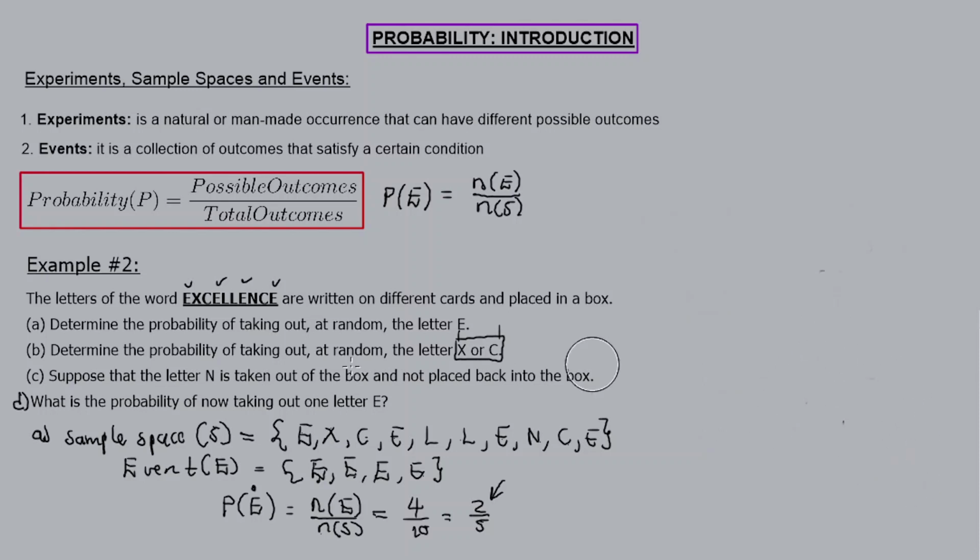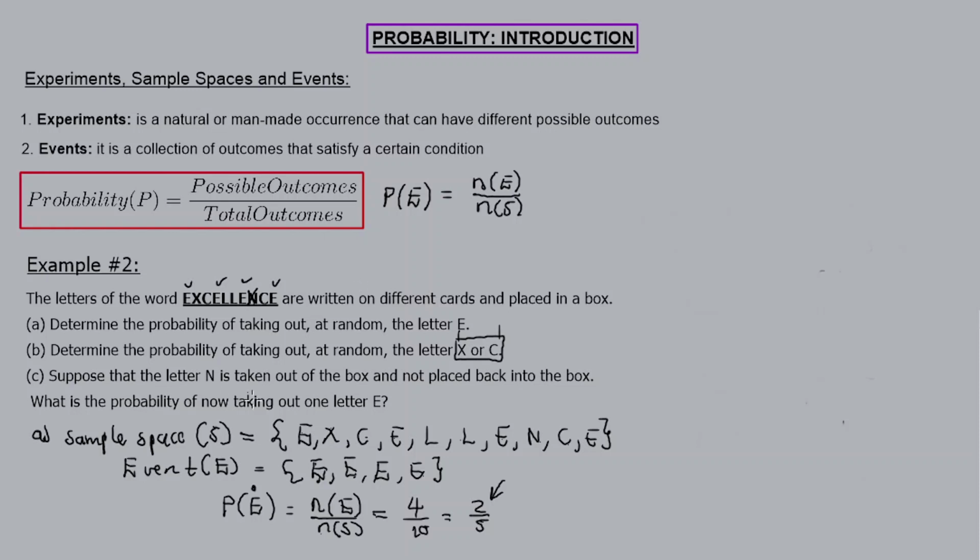So C. Suppose that the letter N is taken out of the box and not placed back into the box. What is the probability of now taking out the letter E? Oh no, that's not the end, the question continues. My apologies. Suppose now that the letter N is taken out of the box and not placed back into the box. Now I take the N out of the box and I don't return it.